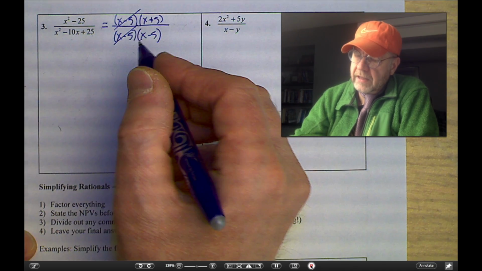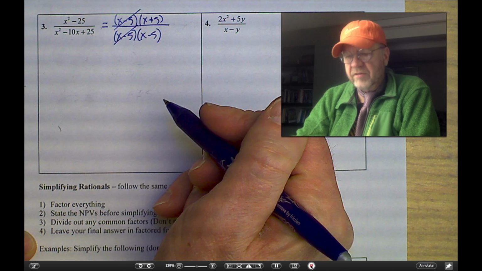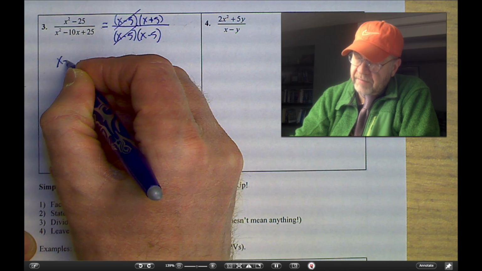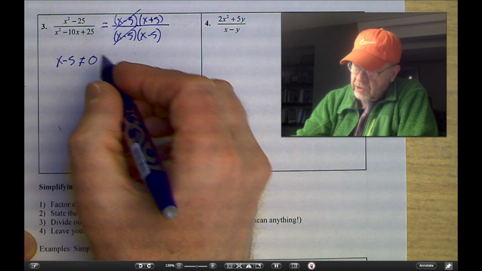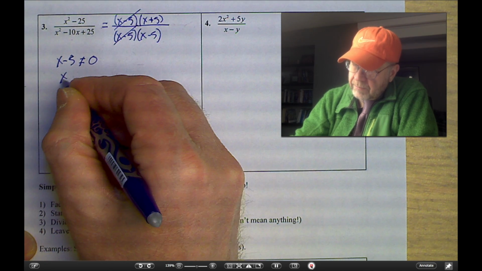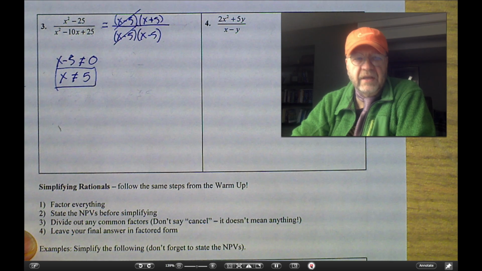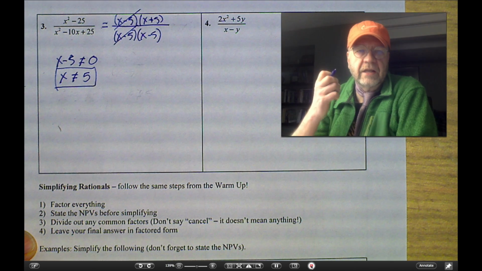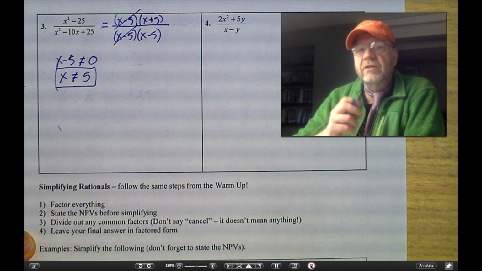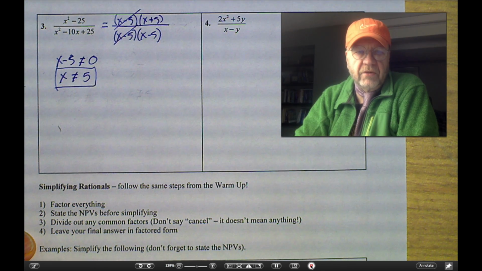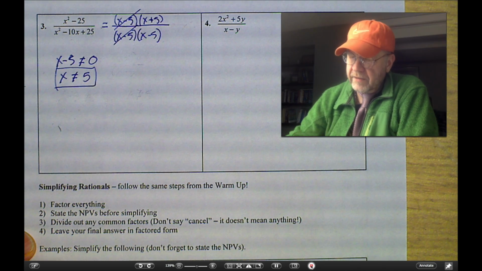And so now the expression we're looking at for our non-permissible values is simply x minus 5 not equal to 0. To put it another way, x must not equal positive 5. Because if it does, then the denominator equals 0, you get an undefined or indeterminate form, and the expression blows up. So x can be any value whatsoever except 5.